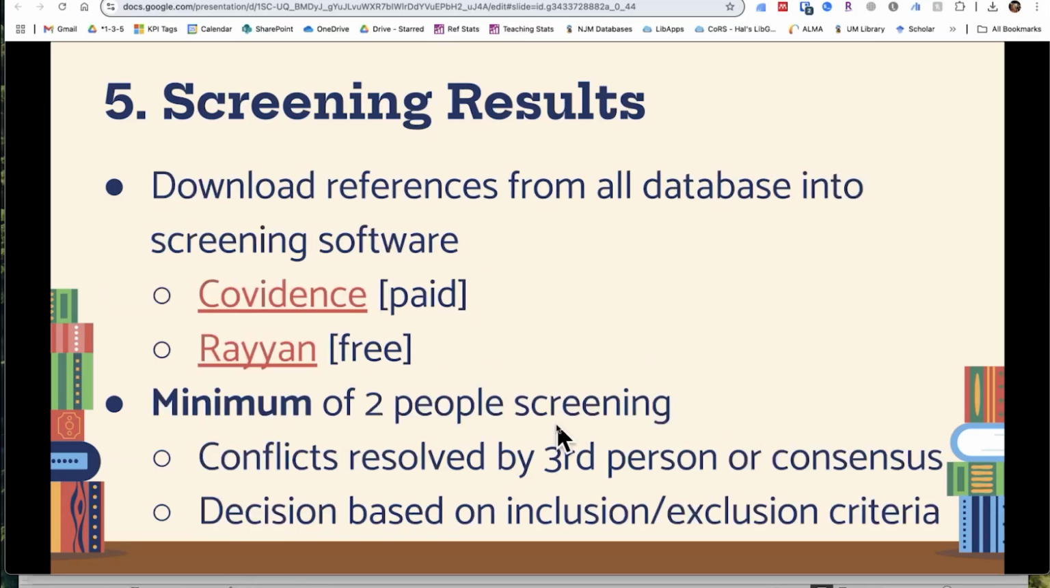And I put here, if you have a conflict, so if one person says include and one person says exclude, the conflicts can be resolved by a third person or the two people coming together to reach consensus. And really, when you're deciding whether to include or exclude, it's based on your protocol and the inclusion and exclusion criteria you've outlined. So what kind of studies are going to be included and what kind aren't. You want to be as clear as possible about this process. Again, it can take a really long time to get the criteria right, but you want to make sure they're very clearly outlined before you start screening anything.